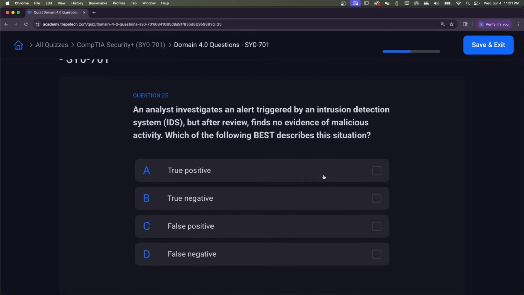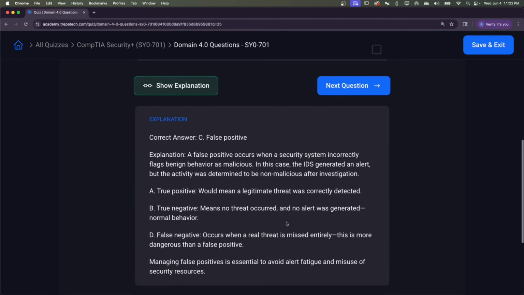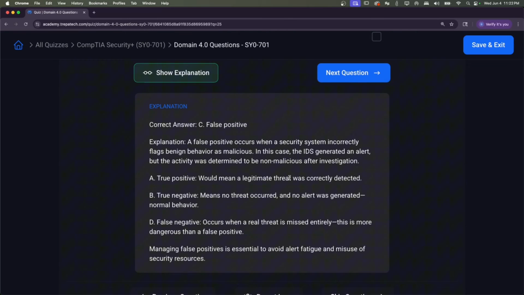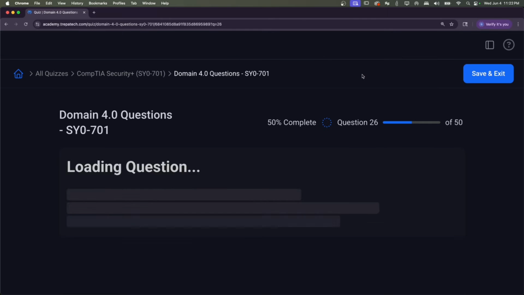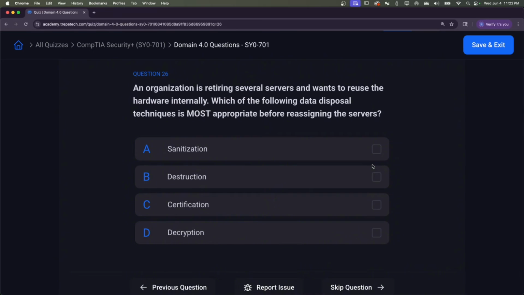Question 25. An analyst investigates an alert triggered by an intrusion detection system, but after review finds no evidence of malicious activity. Which of the following best describes the situation? So an alert triggered us. We reviewed it, and it actually was nothing malicious. That's a false positive, right? False positive. That's one of our flags that we don't want, right? So after this, we do some alert tuning. Question 26. An organization is retiring several servers and wants to reuse the hardware internally. Which of the following data disposal techniques is most appropriate before reassigning the servers?